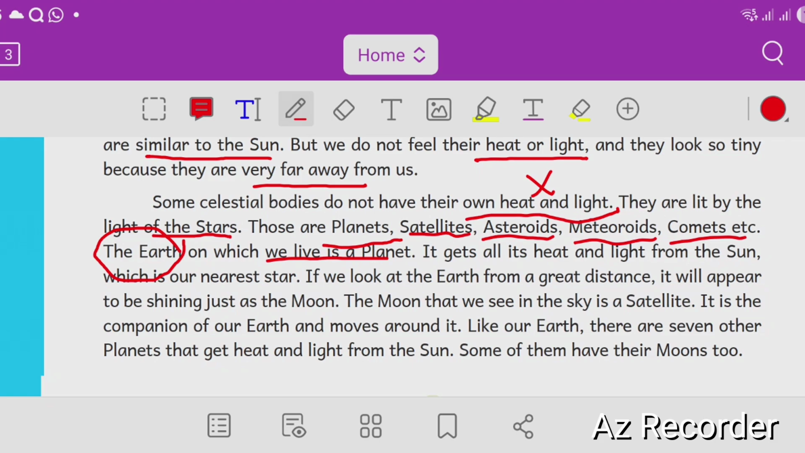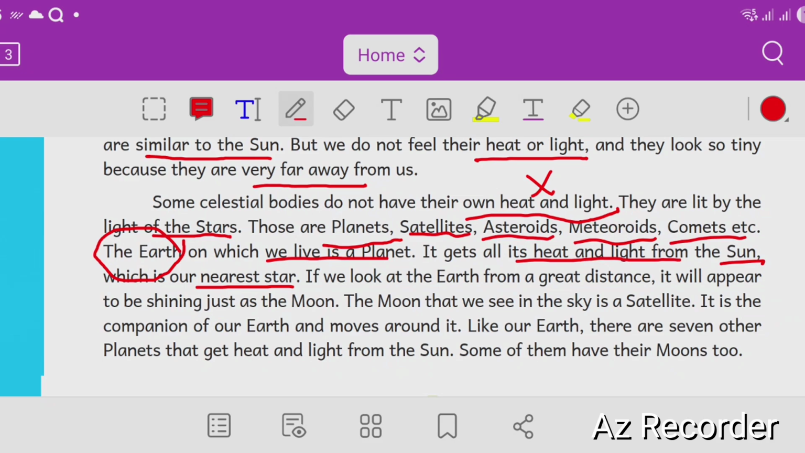So here the earth is a planet which we live in. Where we are living is a planet. We know very well there are 8 planets. One among them is earth. It gets heat and light from the sun. Even though there are so many thousands, billions of stars, why are we getting heat and light from the sun? Because it is the nearest star.